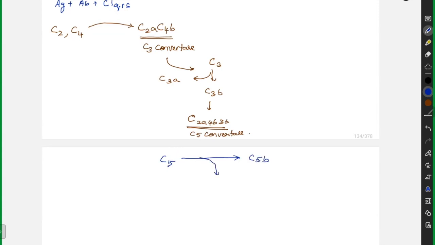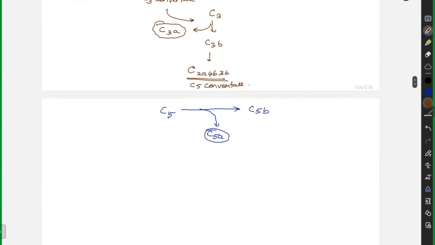Now the C5A again comes out. So here you're going to have your C3A coming out, and here you're going to have C5A that is going to come out. So now you have your C5B.